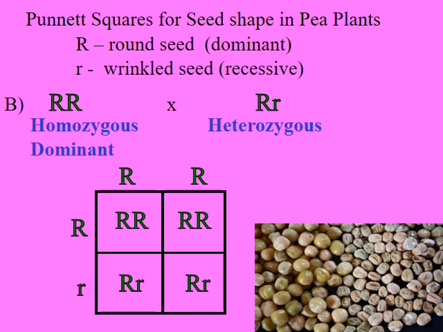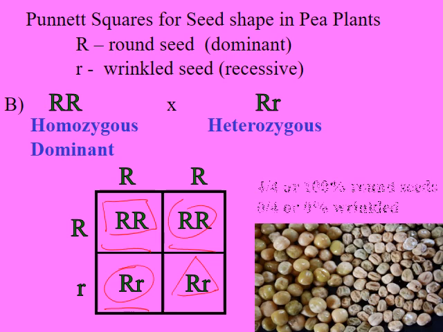Notice this way, we get our 1 to 2 to 1 ratio. We have 1 homozygous dominant, 2 heterozygous, and 1 homozygous recessive. But in terms of round versus wrinkled, here's a round, here's round, here's round, and here is also round. So there is no chance for producing any type of wrinkled seeds in this case. 100% of the time, this is going to produce a plant that produces round seeds.